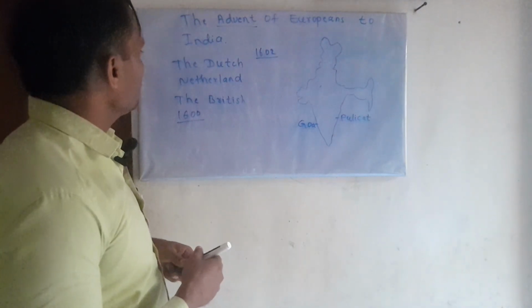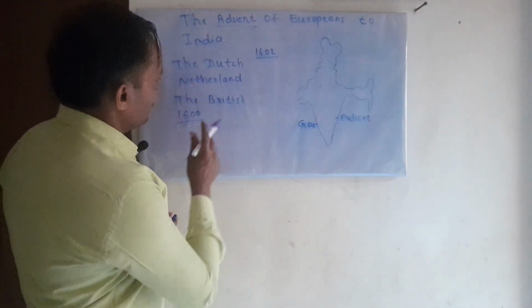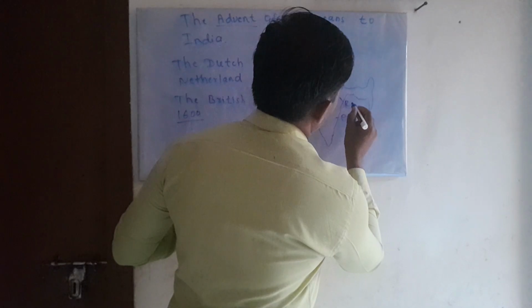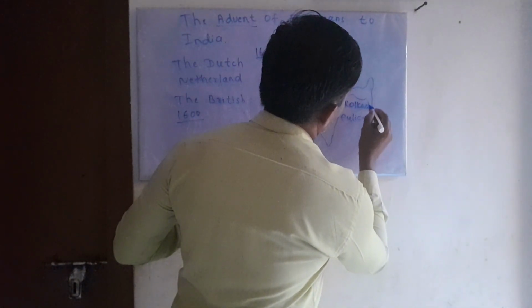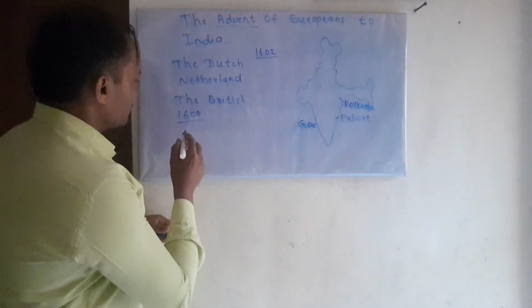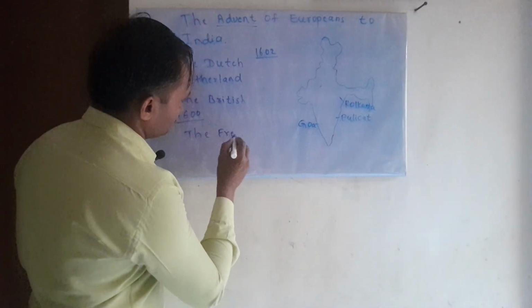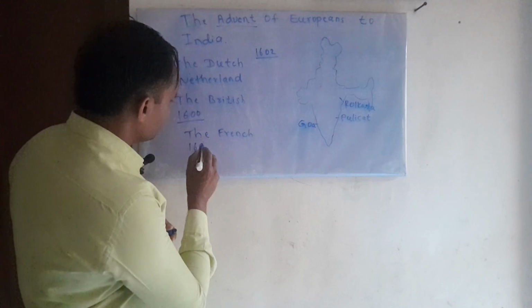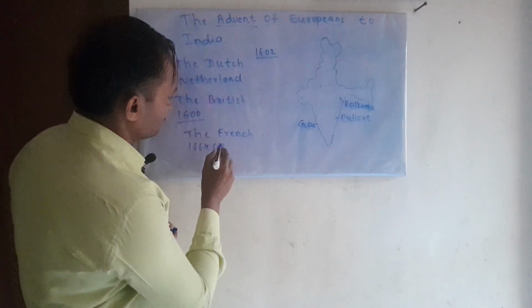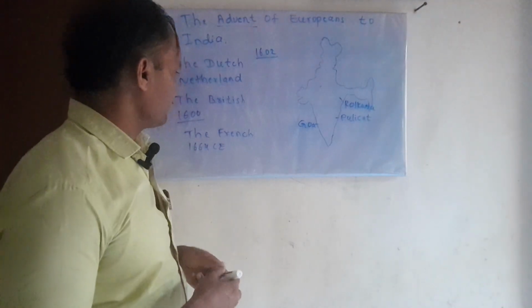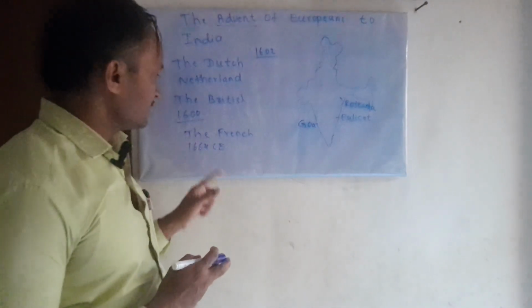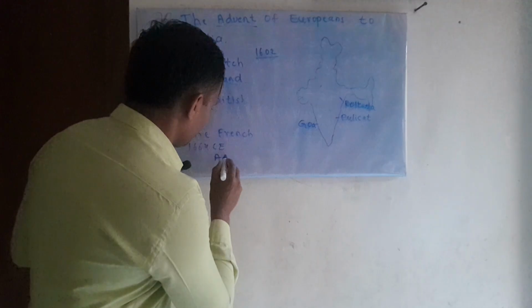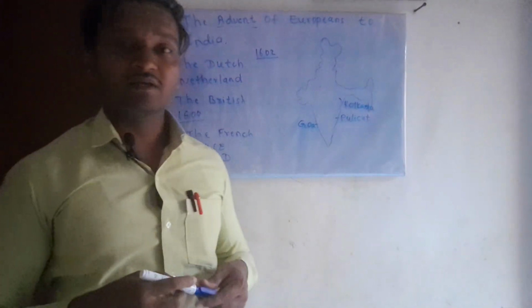The British had their capital first at Kolkata. Kolkata was the first capital of the British. The last one, the French. The French established their French East India Company in 1664 CE, or Anno Domini, in India.